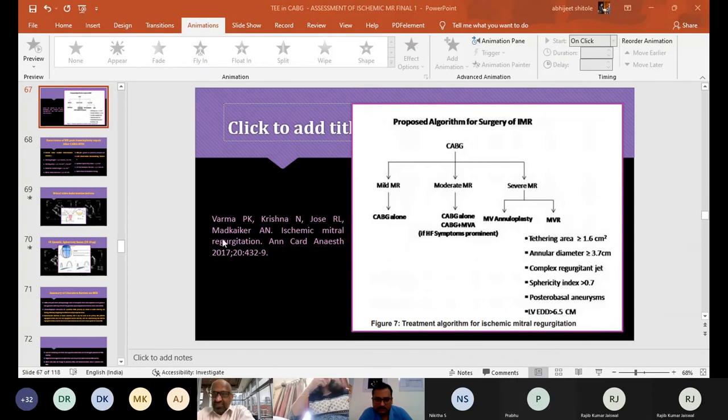And you should be a good advisor to the surgeon in the perioperative period.